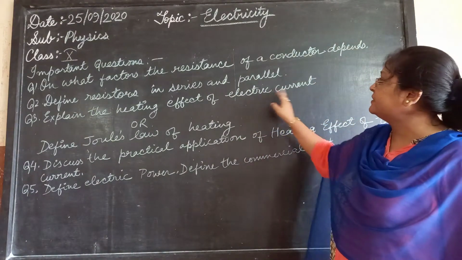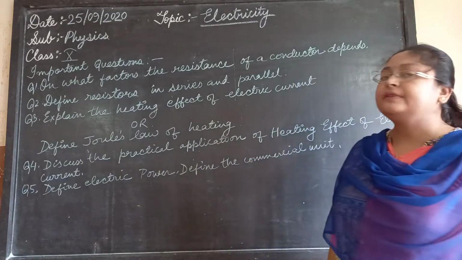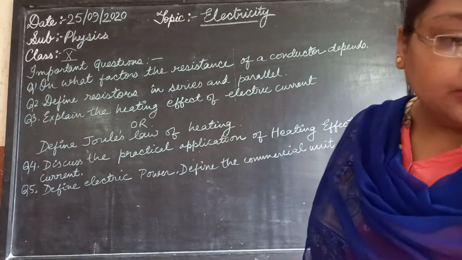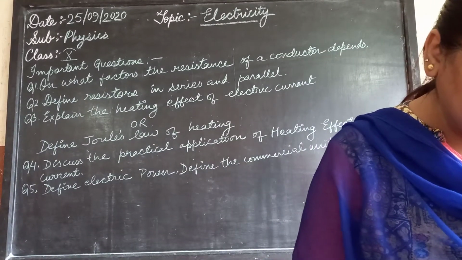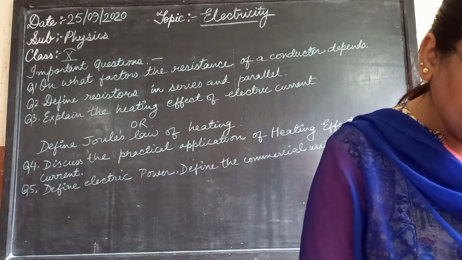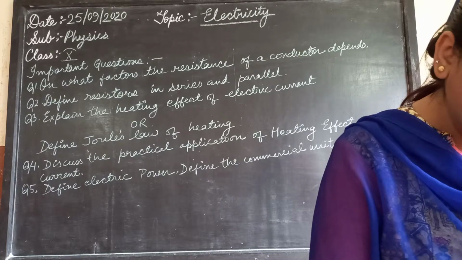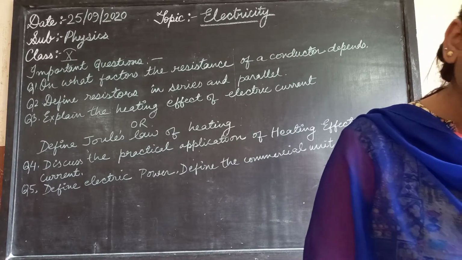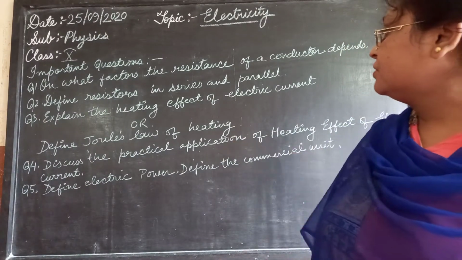Explain the heating effect of the current, or define Joule's law of heating. They are the same thing. Joule's law of heating, H is equal to I square RT. So in that particular question which we have in this chapter, let me tell you about that particular thing. That is H is equal to I square RT, that is the Joule's law of heating.